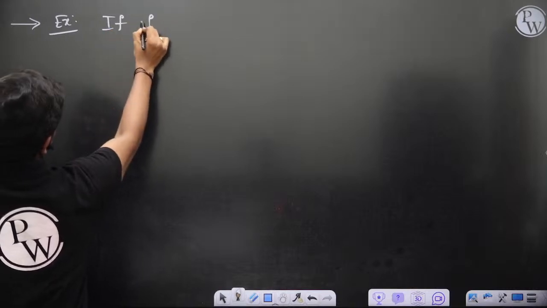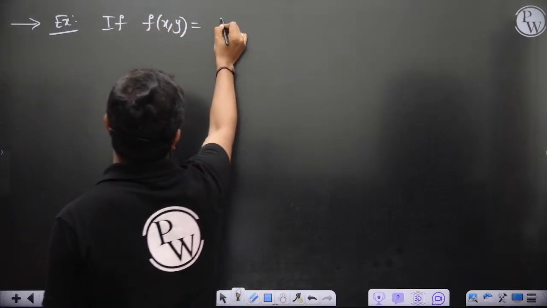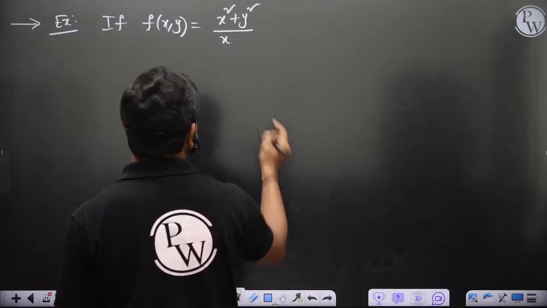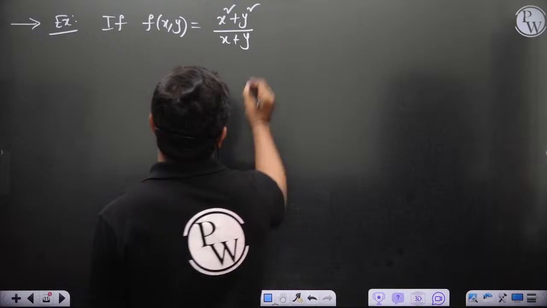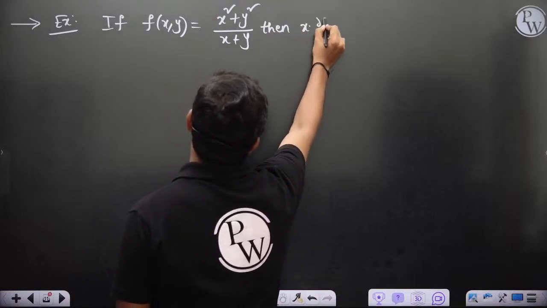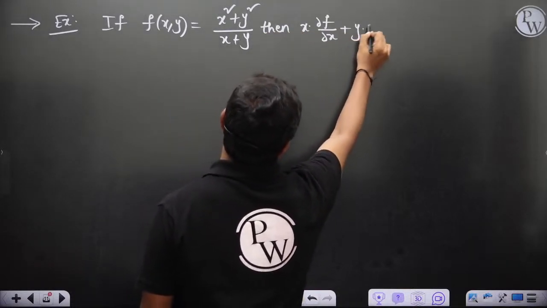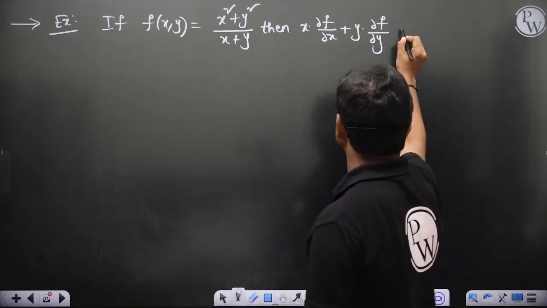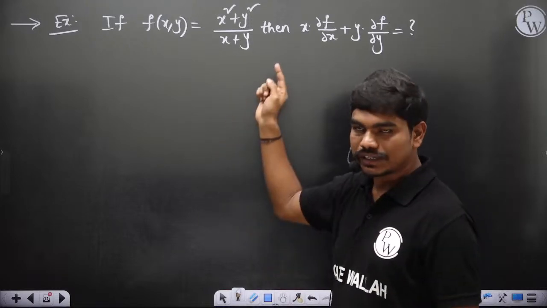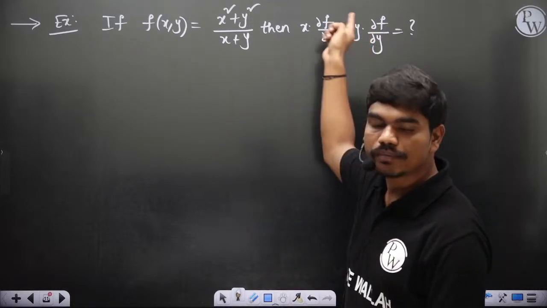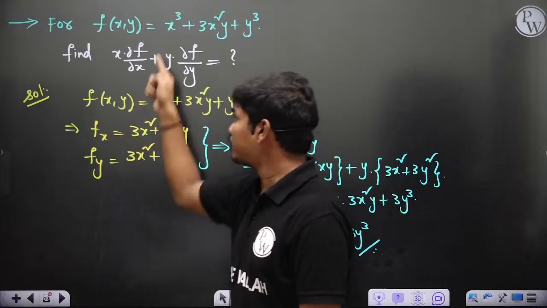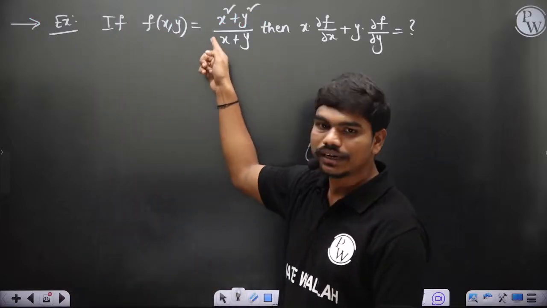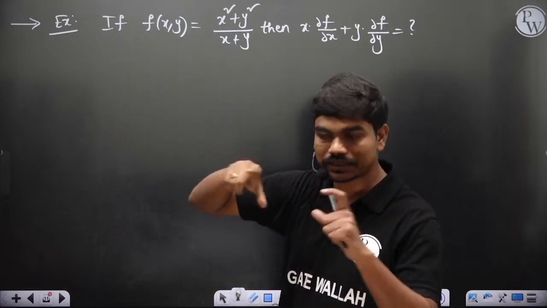Let me give you one more example. If f of x comma y is equal to x square plus y square by x plus y, and I ask you x into dou f by dou x plus y into dou f by dou y, then the calculation of fx and fy is not very easy as I have done in the previous case. In that case, it was a straight function. But here, if you try to differentiate, it takes some time because you have to apply the u by v rule, then simplify all these things.